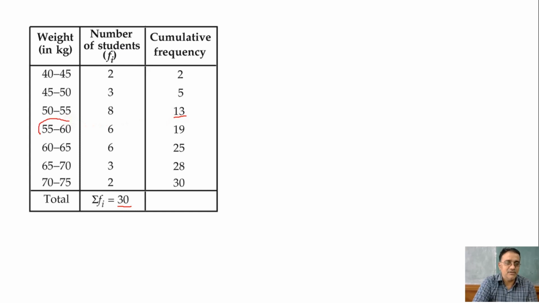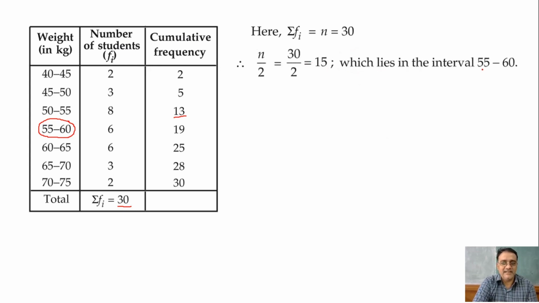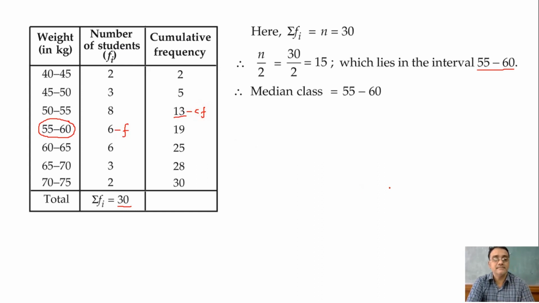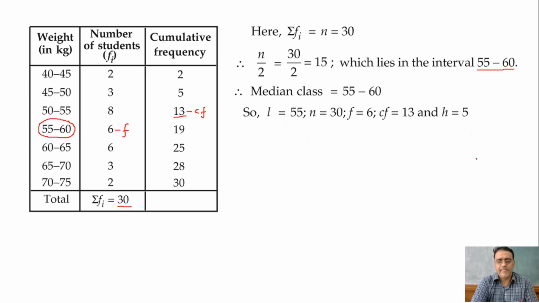So n is equals to 30, n by 2 is 15, which lies in the interval 55 to 60. So median class is 55 to 60. So the F frequency is 6 and CF is 13. What is the value of H? 5. What is the value of L? 55. Right. We will write all the values. After that we have to write the formula. So L plus n by 2 minus CF upon F into H.